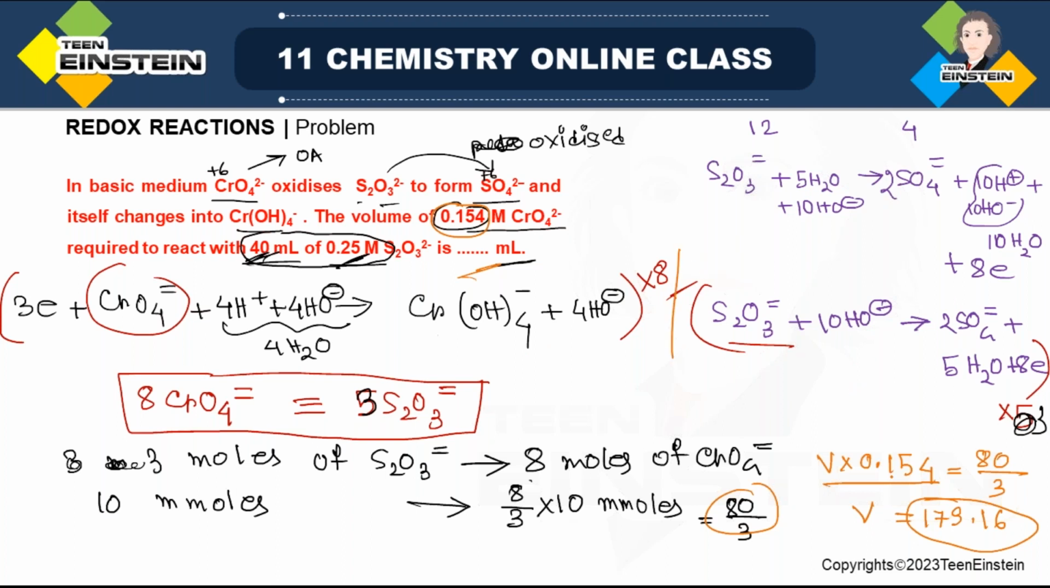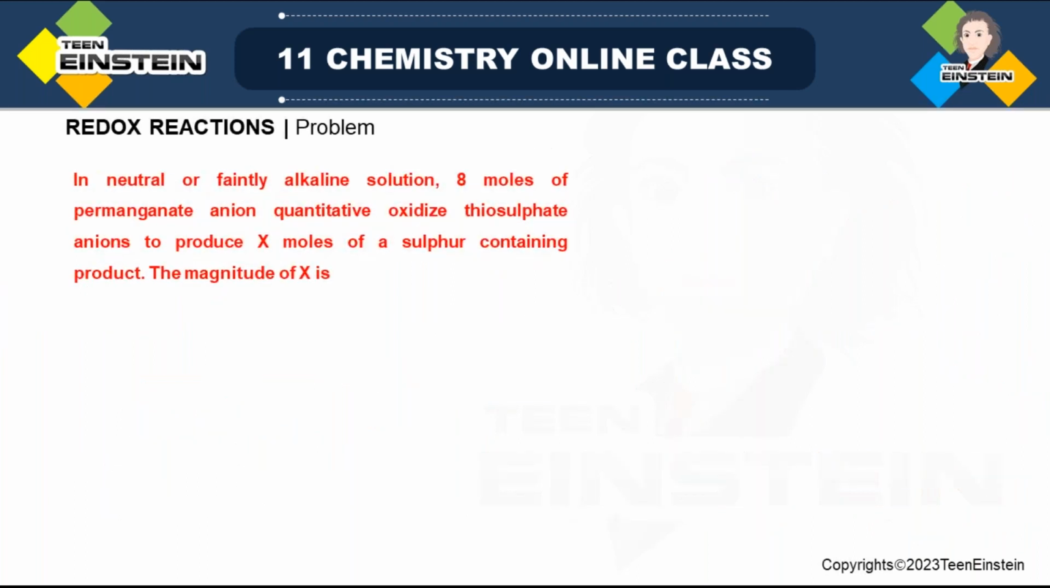Once you balance the half reactions individually, then you know what number to multiply to equate the number of electrons. So with the S2O3 system you have to multiply 3. So 3 S2O3 2 minus will be present in the final balanced equation, and this is equivalent to 8 moles of CrO4 2 minus. Okay. Next, another problem.